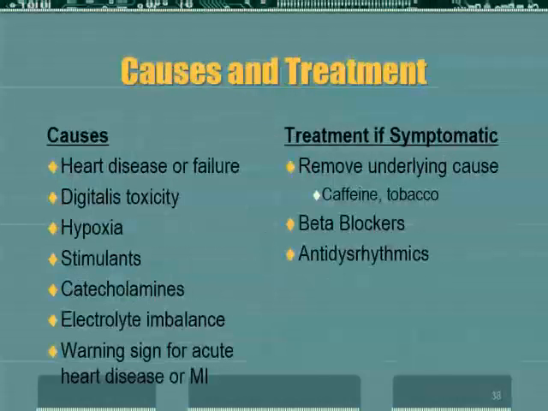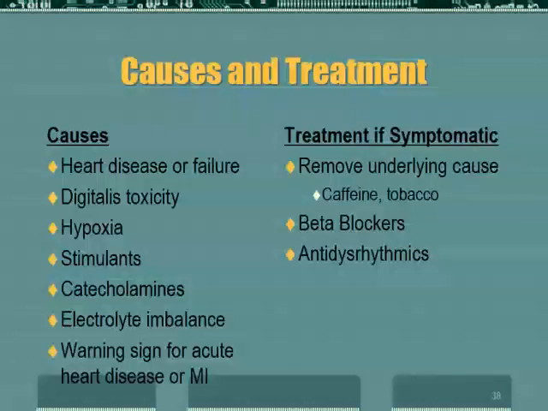Causes could be heart disease or failure, digitoxicity, hypoxia, stimulants, patients that have electrolyte imbalances. And if the patient has a lot of these, it could be a warning sign for acute heart disease or MI, different things like that. Sometimes mitral valve prolapse will also have this, or excessive caffeine and alcohol, or aminophylline, which is a medication used for bronchospasm.